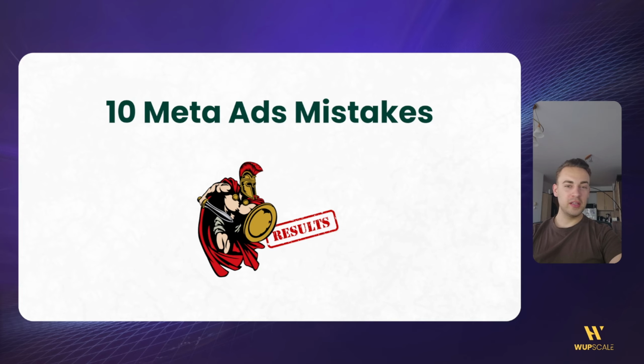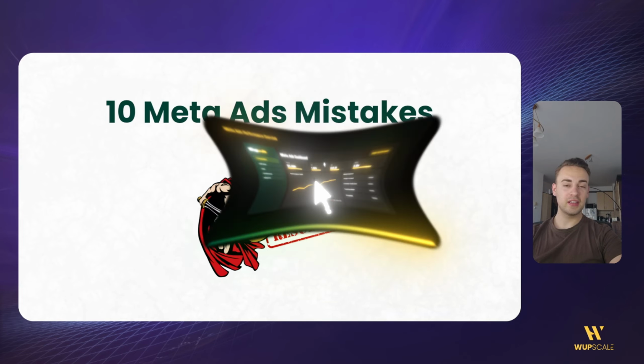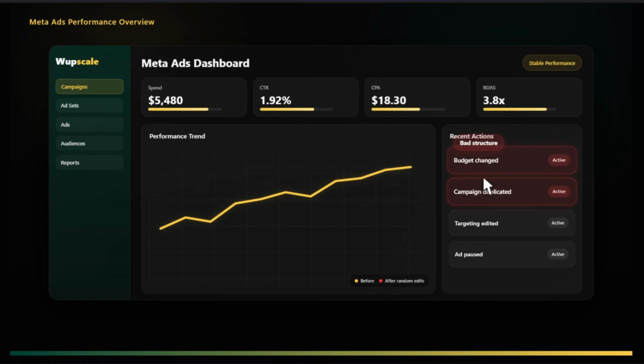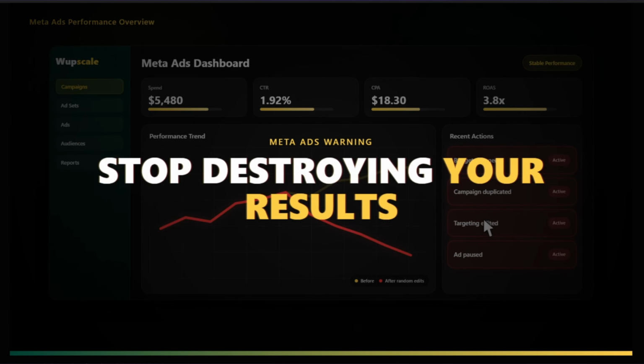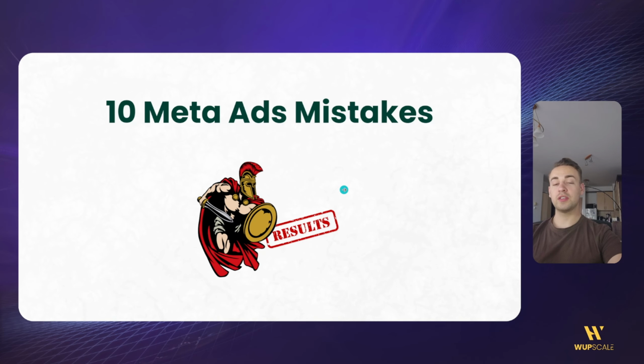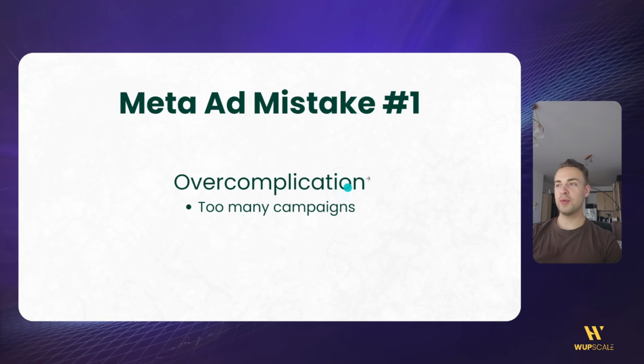Today I'm going to be sharing 10 Meta mistakes that are killing your campaigns, killing your ad performance, and then I'll also explain how you can optimize your campaigns and avoid making these mistakes. The first mistake that's killing your campaign performance is overcomplication.